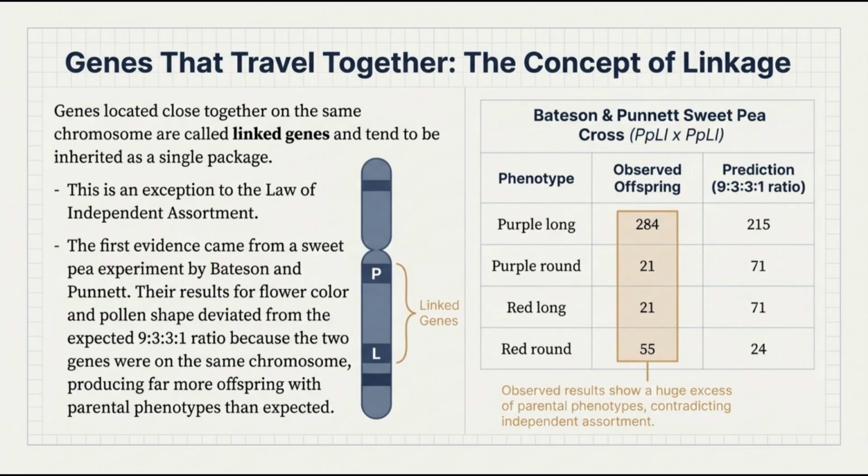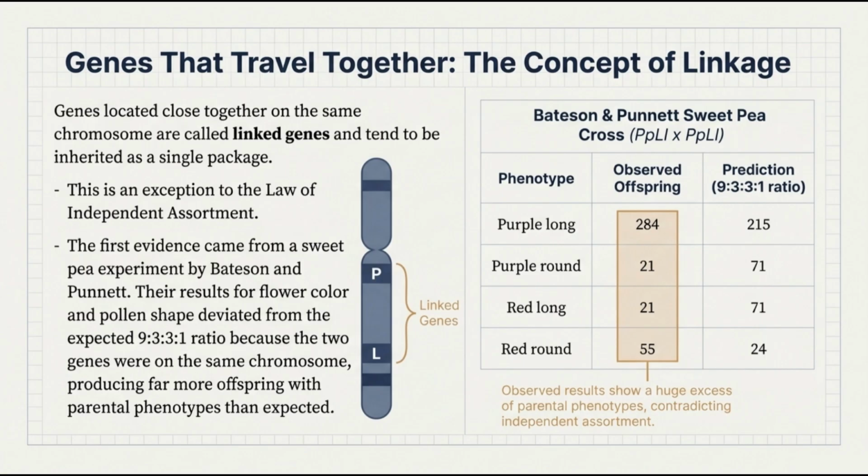Right. It's like two specific bulbs on a string of Christmas lights. They both come along when you pass the string down. This was first observed really clearly in the early 1900s by Bateson and Punnett, who were studying sweet peas. And they were crossing plants that were heterozygous for two linked traits, flower color and pollen shape. They were expecting that classic 9:3:3:1 ratio. They were. But they didn't get it.